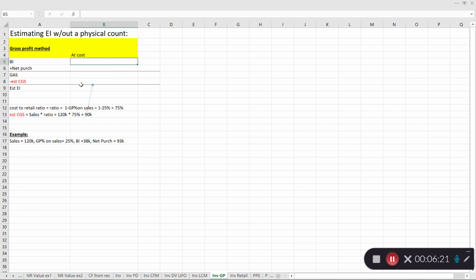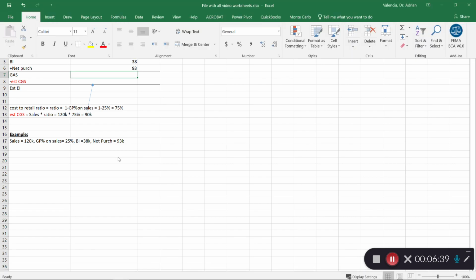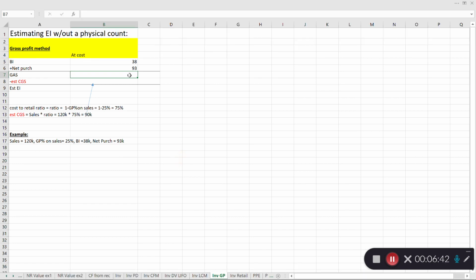So we're given information that beginning inventory is 38,000. So I'm going to put that there, and that we would have in our accounting records. We also would have in our accounting records that net purchases were $93,000, which then gives us goods available for sale, 131,000. And now we have estimated what cost of goods sold is, which is 90,000. So what we have left is 131 minus 90 as our estimated ending inventory.